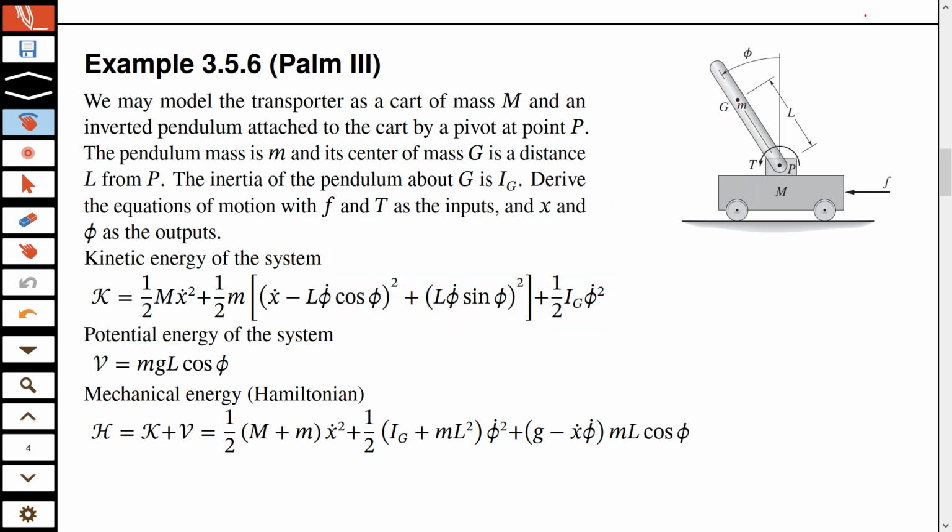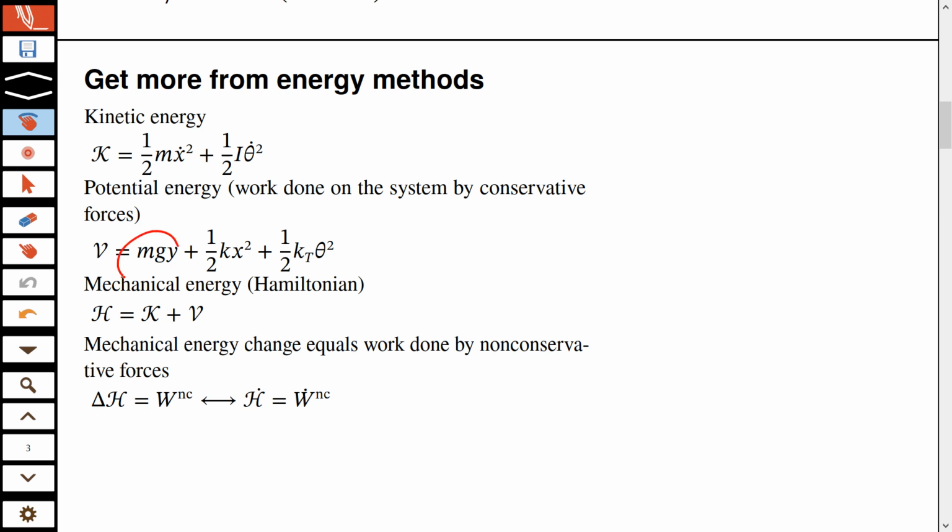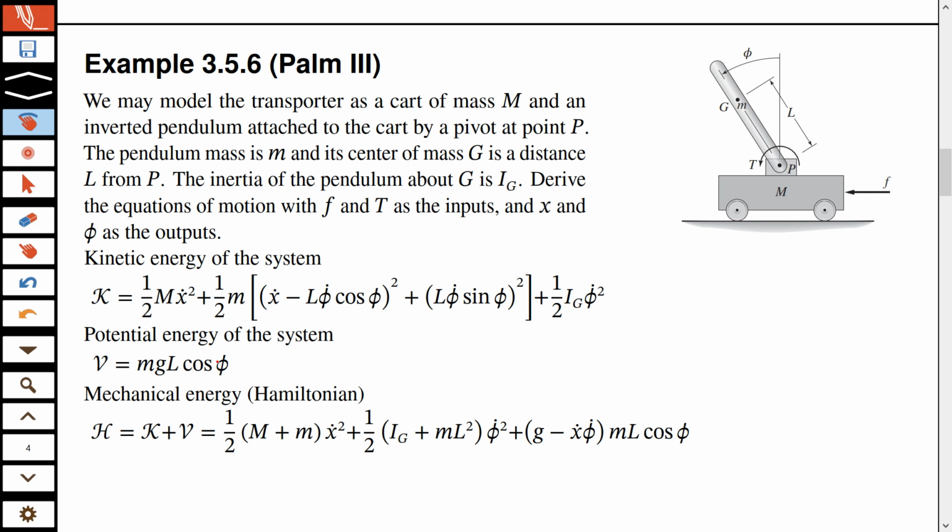Potential energy, if you look at the previous slide, it is mgy, okay? So it tells you how much a particular mass has been raised. So if the height is y, you have mgy. So basically, we need to know mgy, and what is that y? That y, in this case, is the vertical distance of the center of mass from the reference, which is P. So it is this distance.